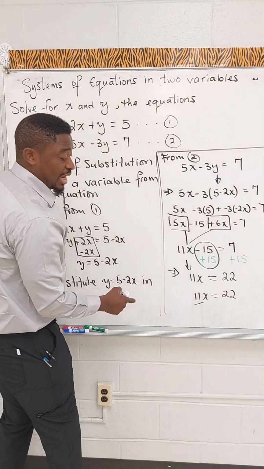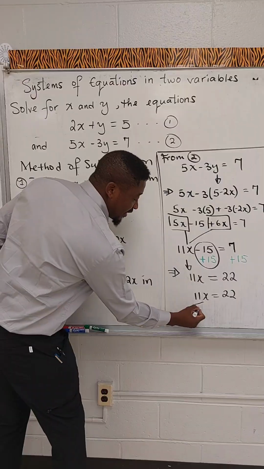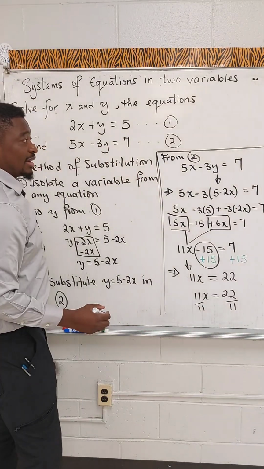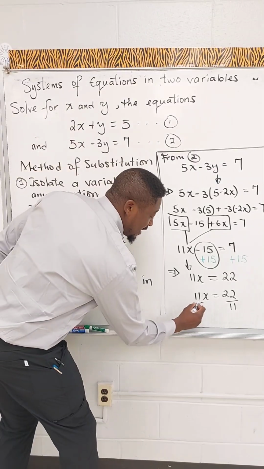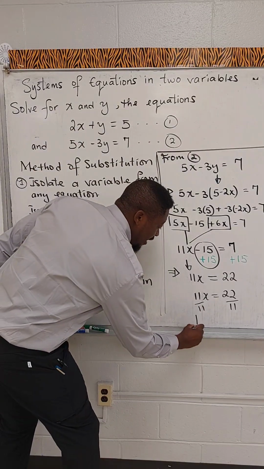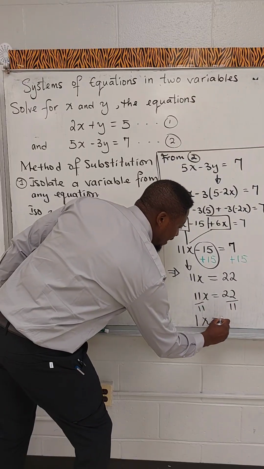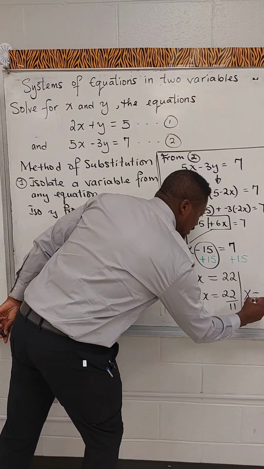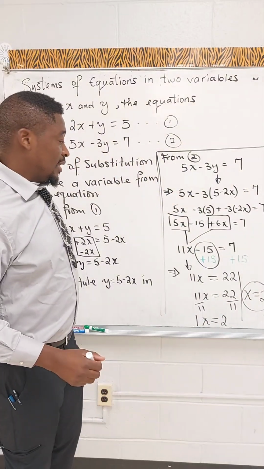Now we divide each side by 11. Okay, 11x equals 22. We divide each side by 11 to get the value for x. All right? And so that leaves us 11 divided by 11 is 1. So we have 1x equals 22 divided by 11 is 2. So 1x equals 2 is just the same as x equals 2. So now we have the value for x.